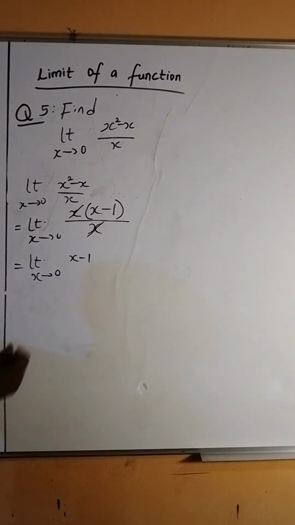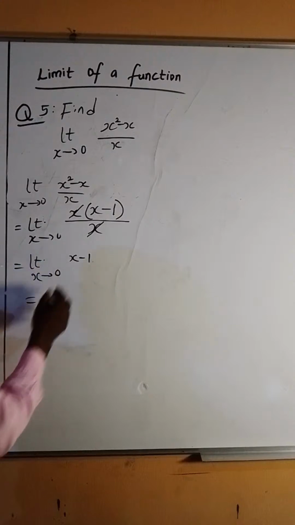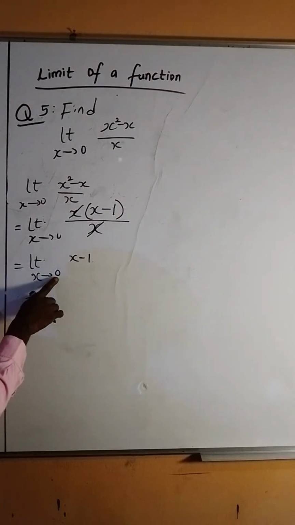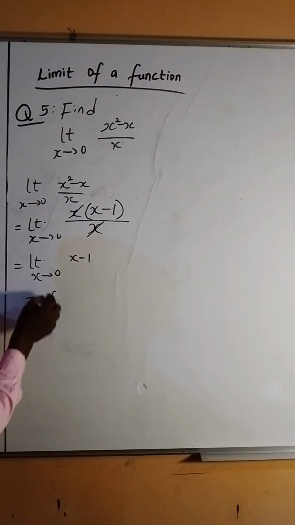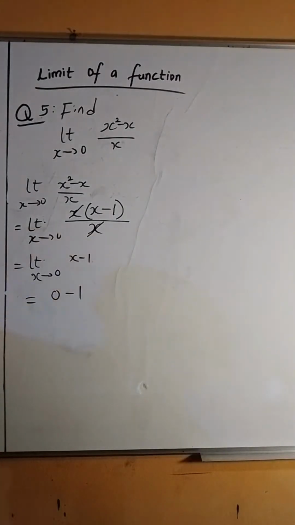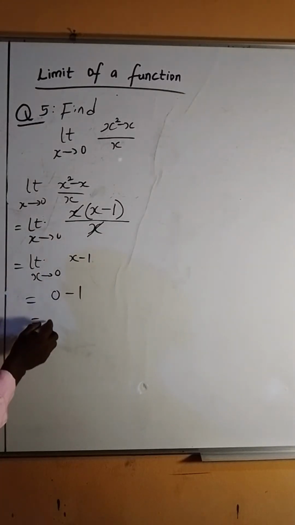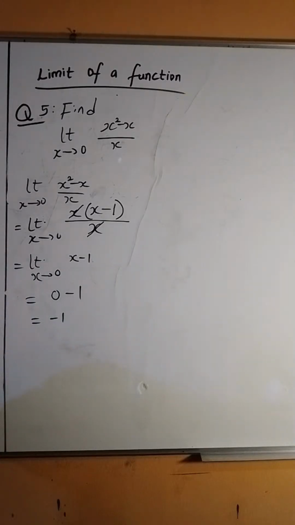We can then go ahead without any difficulty and substitute 0, okay? So let's substitute, we have 0 minus 1, because x is approaching 0. x is not 0, but x approaches 0. And finally, 0 minus 1 is minus 1. This is what we got, the value of this expression as x approaches 0.